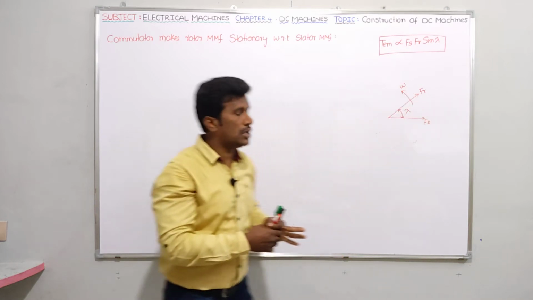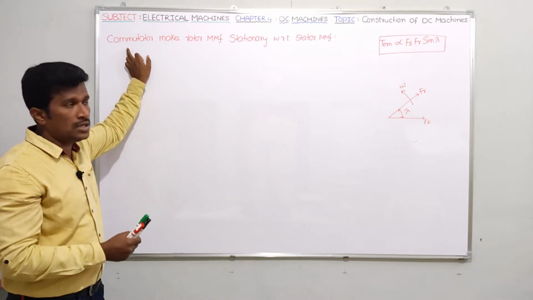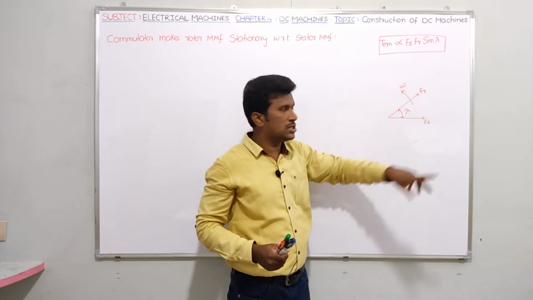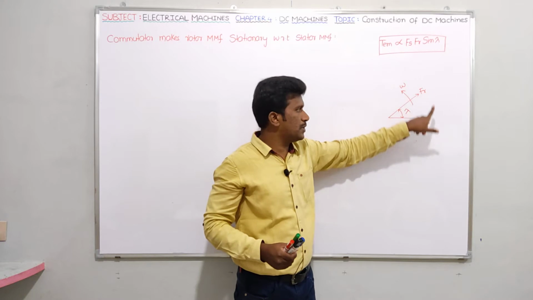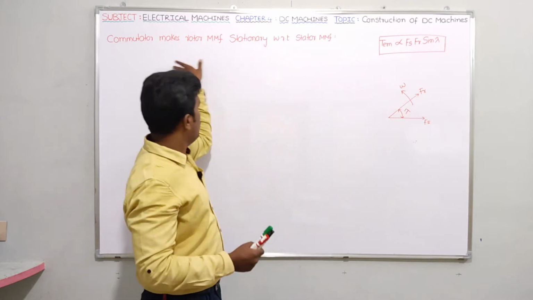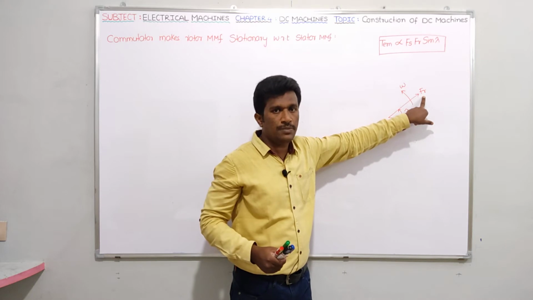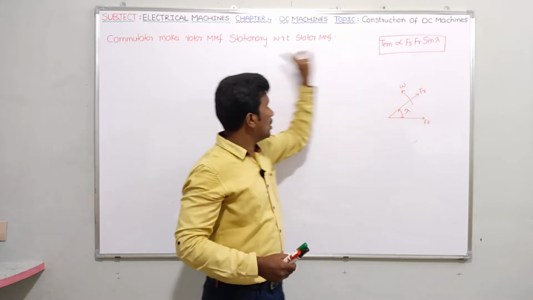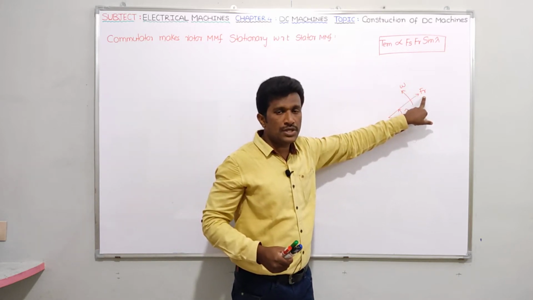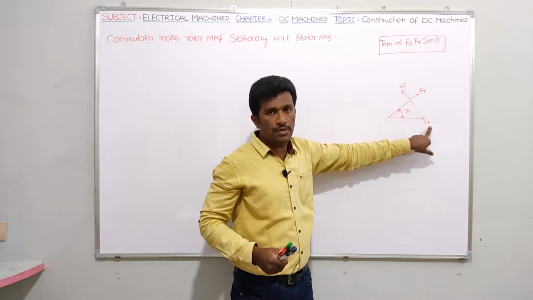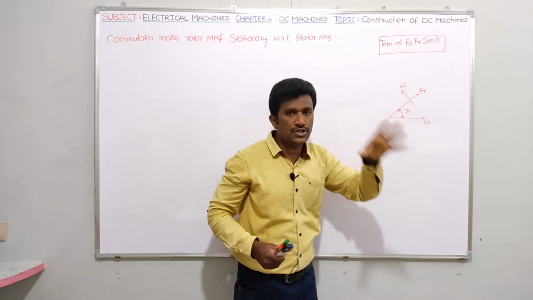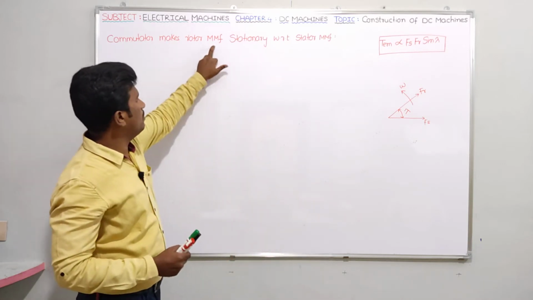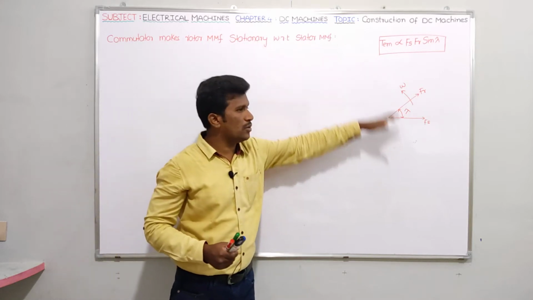So now the commutator comes into the picture. Though the rotor rotates, it makes the rotor mmf stationary with respect to the stator mmf. Because the armature winding is placed on the rotor, I can say rotor mmf or armature mmf, no problem. So the commutator makes the armature mmf stationary with respect to the field mmf, because the field winding is placed on the stator. That is the function of the commutator, and that is what I am going to justify in this video.